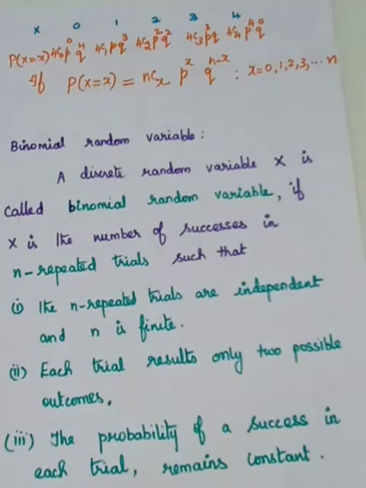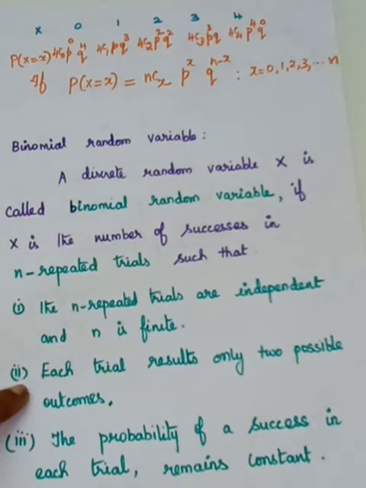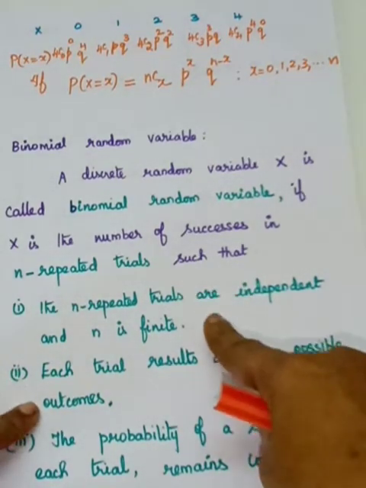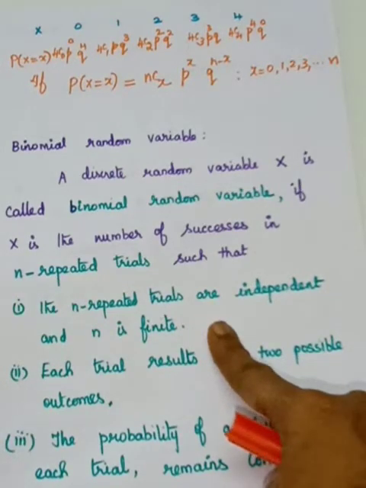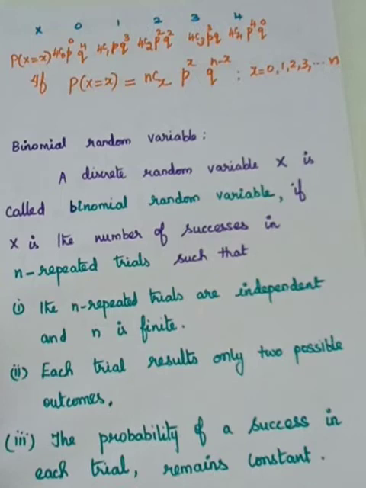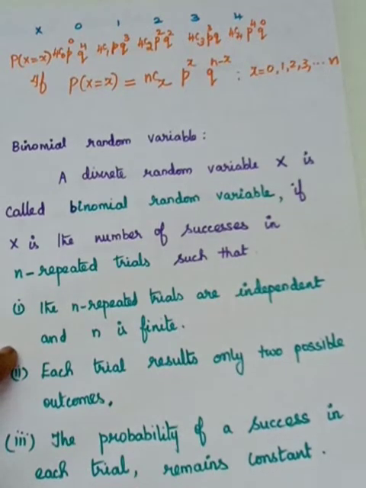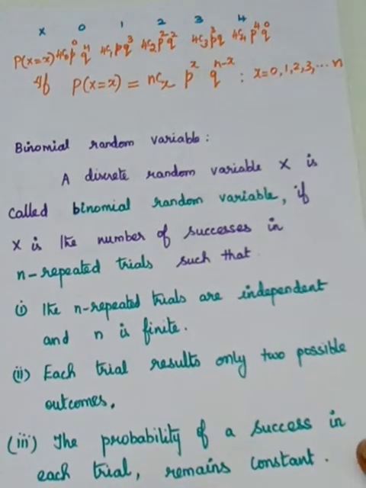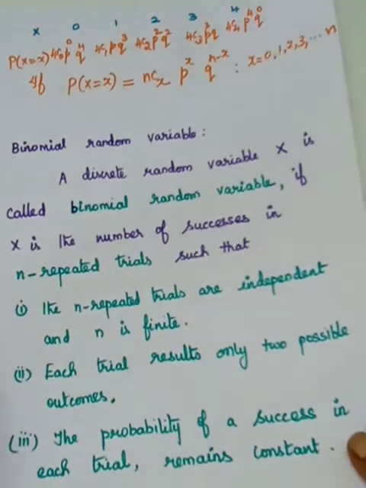So a binomial random variable follows binomial trials. What is a binomial trial? It has only two possible outcomes, it can be repeated n independent times, and each time the probability of success in each trial remains constant. If the random variable follows these conditions, it is called a binomial random variable.